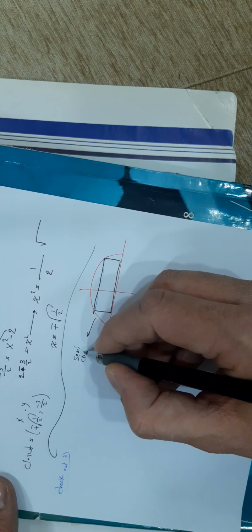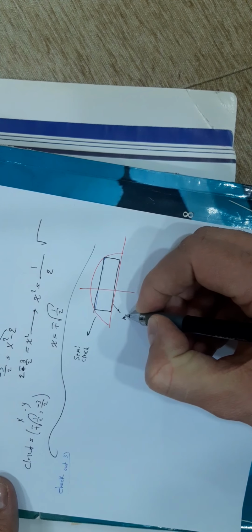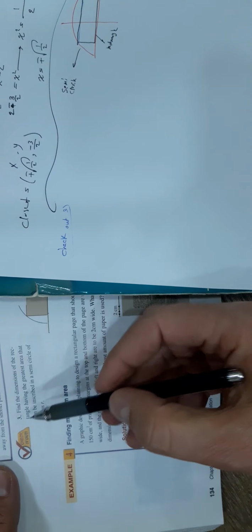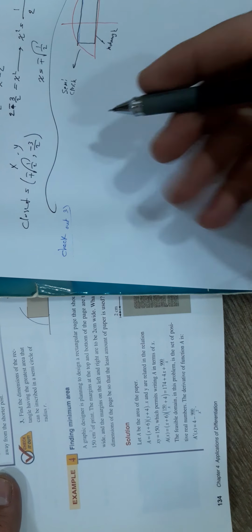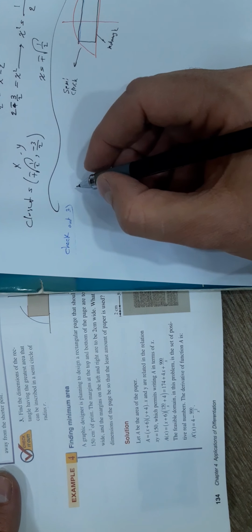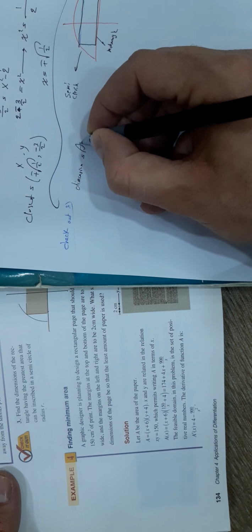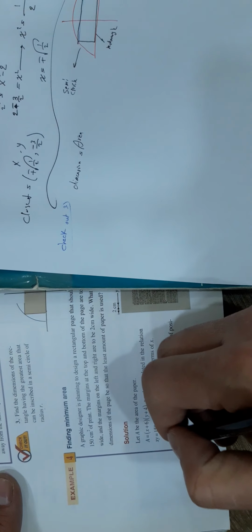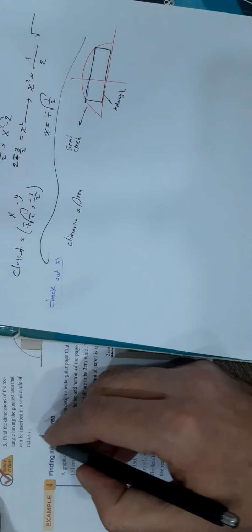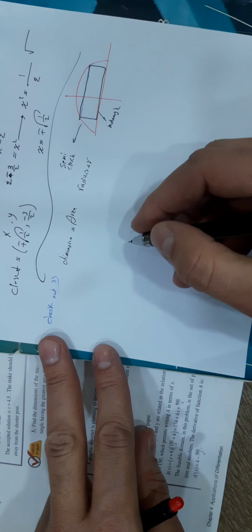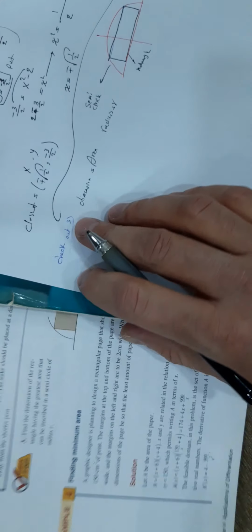And rectangle. Find the dimensions, meaning the dimensions of the rectangle, meaning the area. The radius is given as r. So how can we find the area?